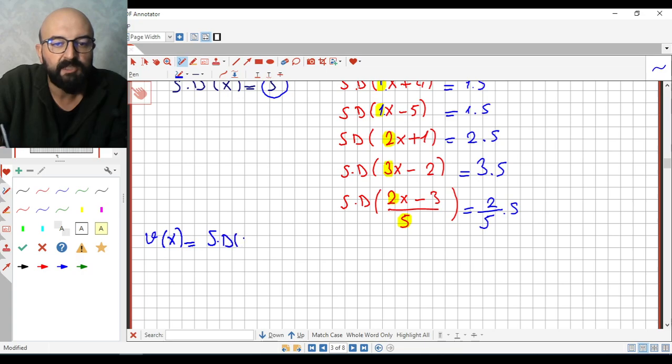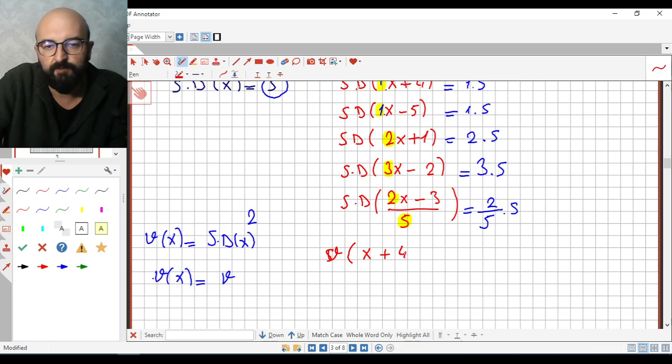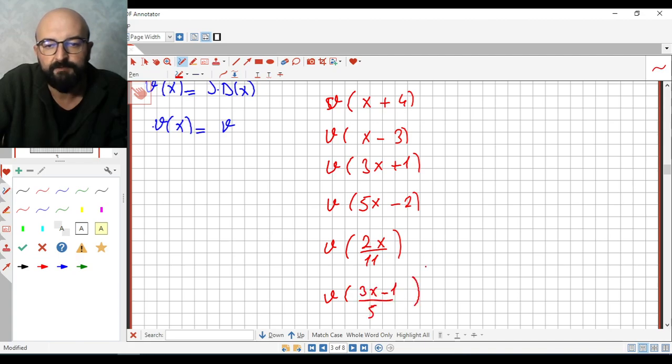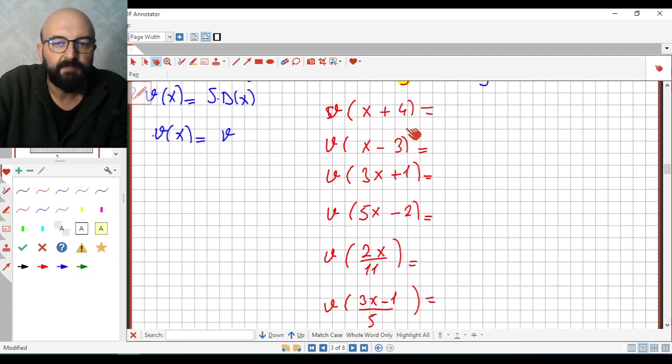is standard deviation squared. So for example, we can say the variance of x, the variance of x plus 4, the variance of x minus 3, the variance of 3x plus 1, the variance of 5x minus 2, the variance of 2x over 11, and also the variance of (3x minus 1) over 5. We can give these examples.